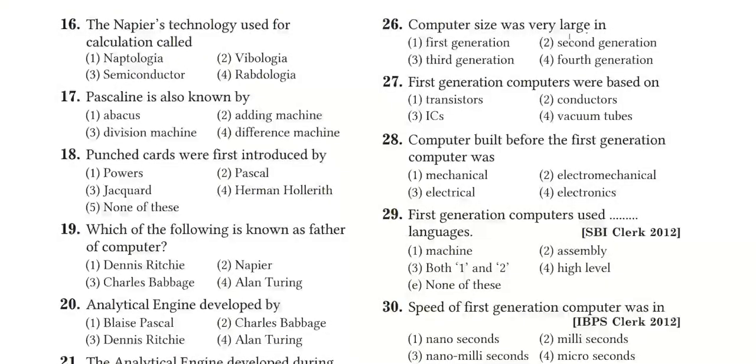Computer size was very large in first generation computers. First generation computers were based on vacuum tubes. The computer built before the first generation computer was electromechanical. First generation computers used machine languages. The speed of first generation computers was in microseconds.